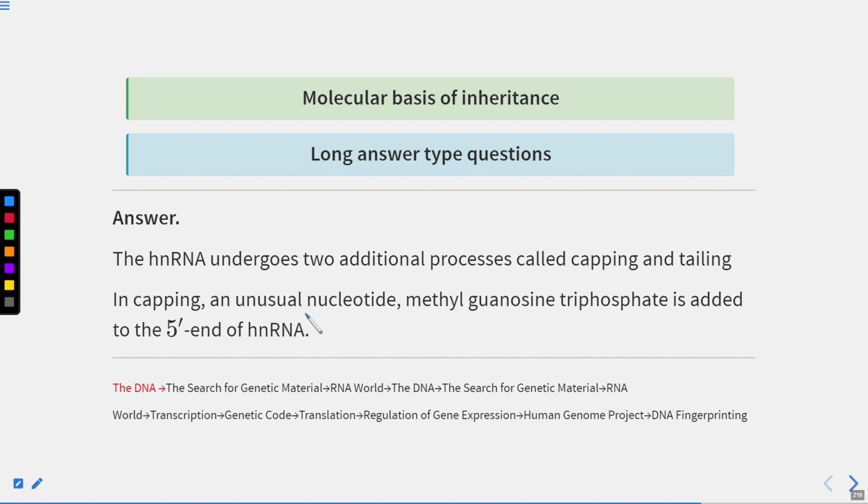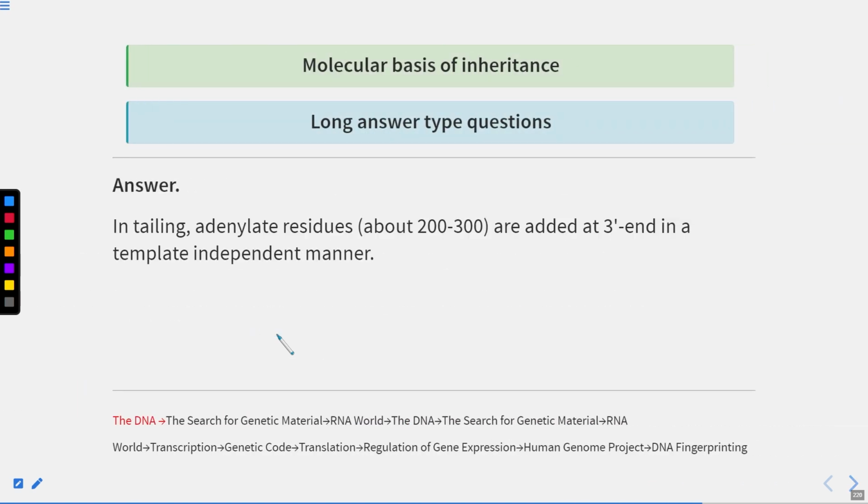Let's talk about this. In capping, what happens? An unusual nucleotide known as methyl guanosine triphosphate is added to the 5' end of the hnRNA. This is known as capping, which takes place at the 5' end. This capping has a role, and we'll talk about this when we study translation. The small subunit of the ribosome recognizes this 5' methyl guanosine triphosphate, and then it binds there.